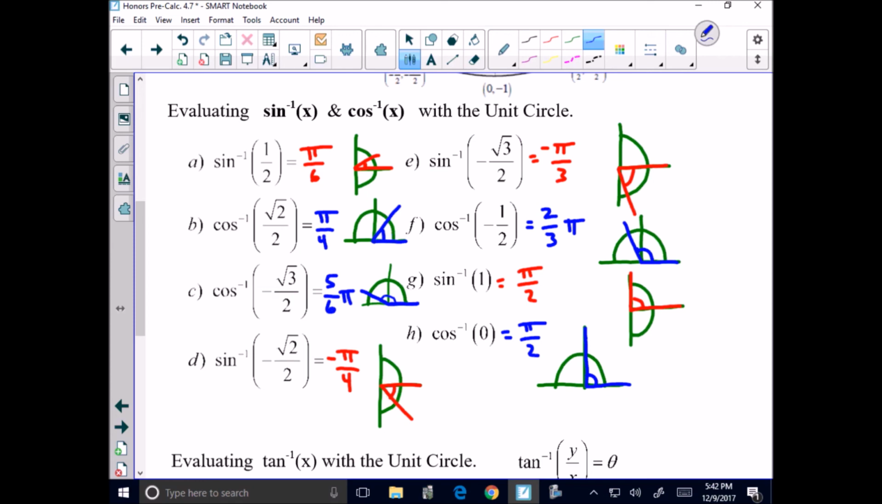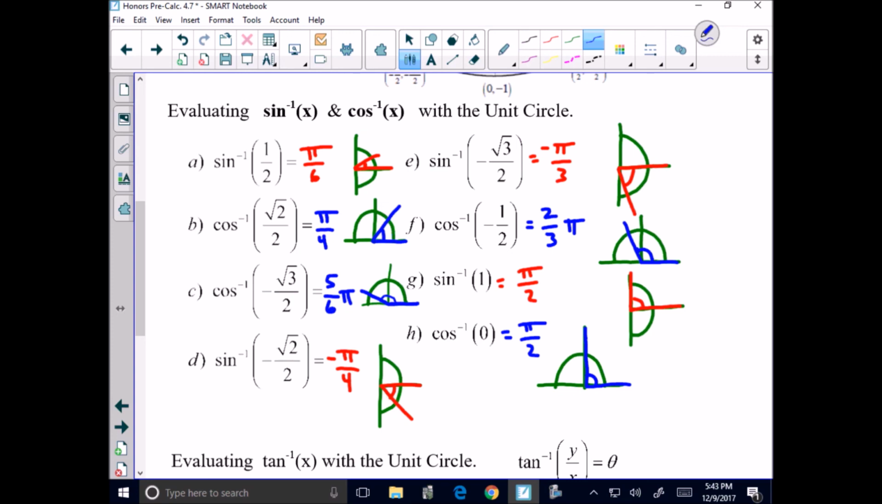If we're looking at inverse cosine of square root of 2 over 2, we're looking for where we have square root of 2 over 2 as an x value on the top half of the unit circle, and that's going to be that middle stop, or that half quadrant rotation in the first quadrant of pi over 4. If we're looking at where we have inverse cosine of negative square root of 3 over 2, that's going to be a rotation into the second quadrant that is 5/6 pi, 1/6 of pi in the second quadrant.